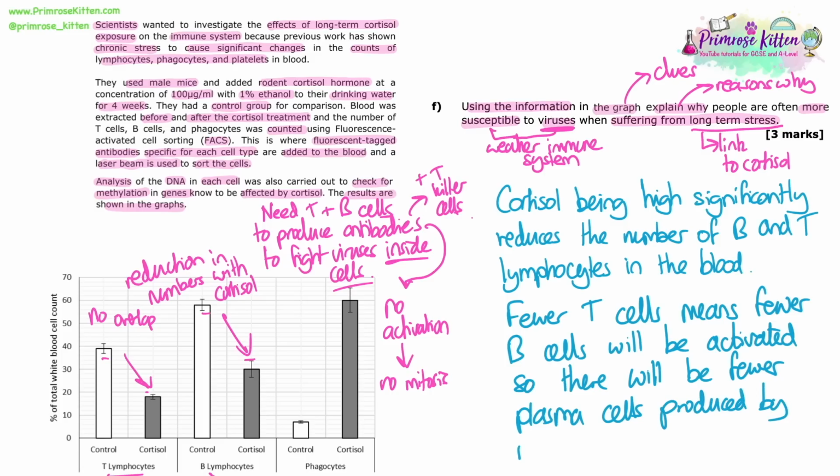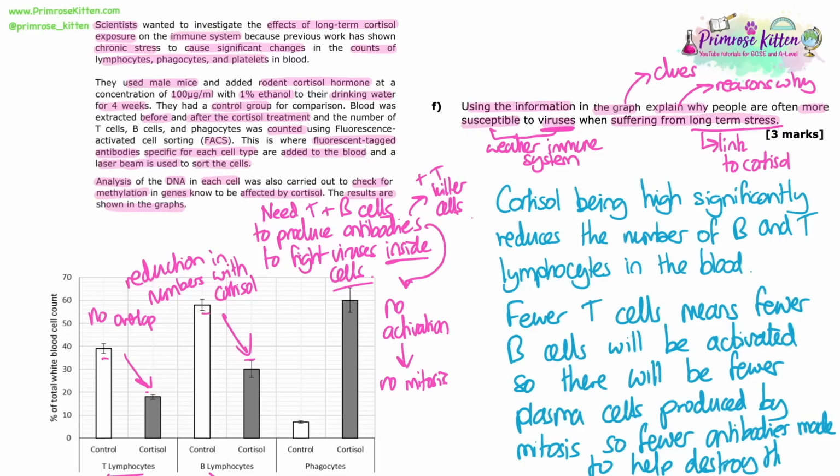Fewer T cells means fewer B cells will be activated, so there'll be fewer plasma cells produced by mitosis, so fewer antibodies to fight off the virus. And I've literally just said, this won't happen, so this won't happen, so this won't happen. And that's fine, because that logically makes sense to do it in that order.